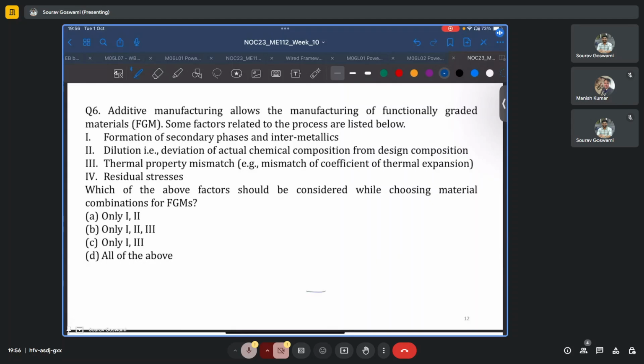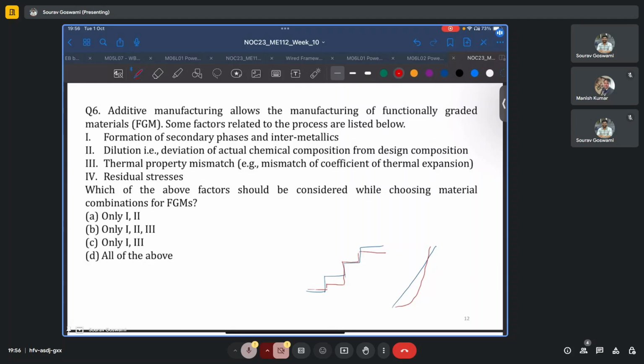Like we discussed how it can be a stepwise gradient in composition or it can be a continuous gradient. But what if the actual gradient is not really as steep but varies not as per design, or say it is almost flat and then it saturates. So that's the type of dilution being discussed here. Thermal property mismatch, that is mismatch of coefficient of thermal expansion between the two parts, between various regions, and residual stresses.